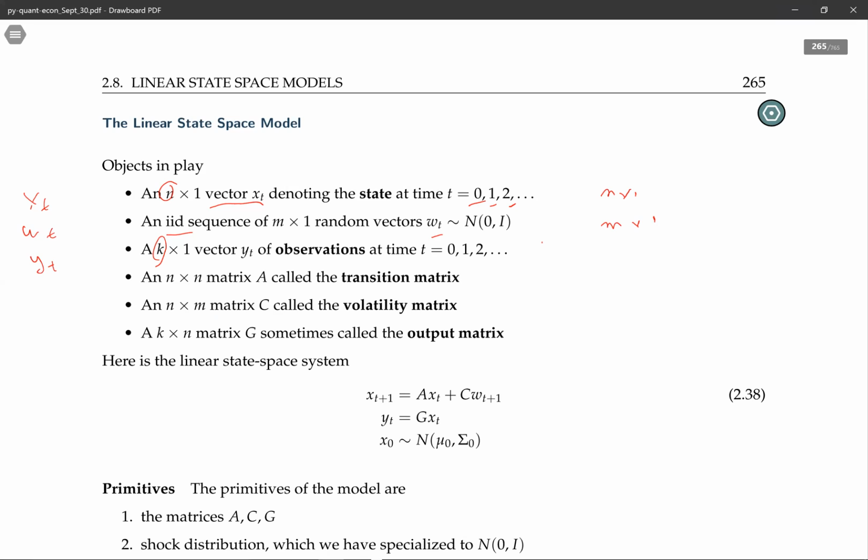Now, the key thing is there's going to be 3 key matrices. There's going to be an n by n matrix. Look at the dimension of this. A, called the transition matrix. It's going to do a lot of work for us. There's going to be an n by m matrix called C. It's called the volatility matrix. You know, Rob Engle at NYU is famous for having something called a volatility institute, and it's all about this C and measuring C. Then we're going to have a k by n matrix G. It's called the input matrix. I'm sorry, it's called the output matrix.